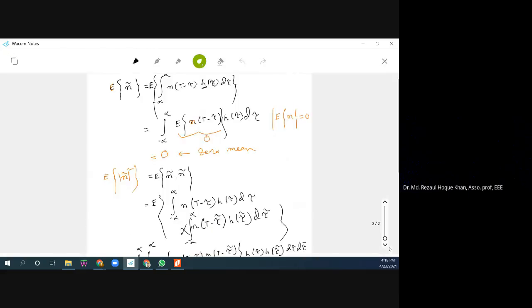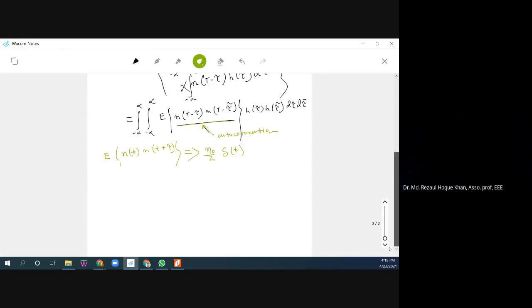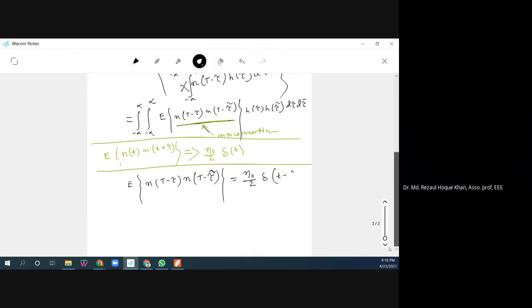This expression is also an autocorrelation. If we rewrite this autocorrelation formula, what will it look like? It will look like E of n(t − τ) and n(t − τ tilde). The autocorrelation function is nothing but η0 by 2 δ(τ − τ tilde). It is actually the same thing if I write it the other way, η0 by 2 δ(τ tilde − τ).